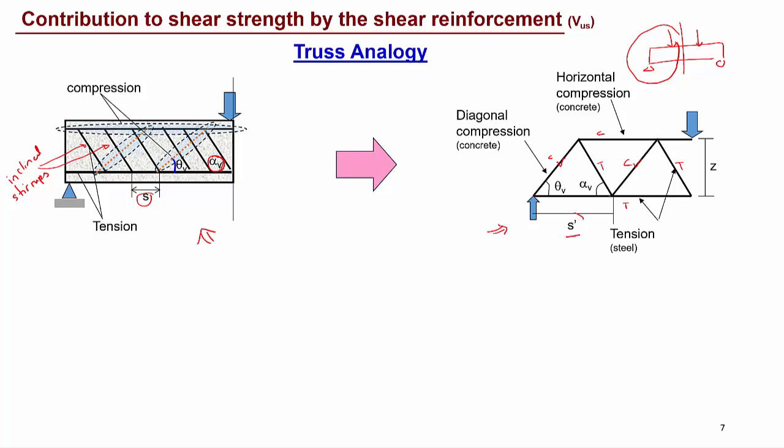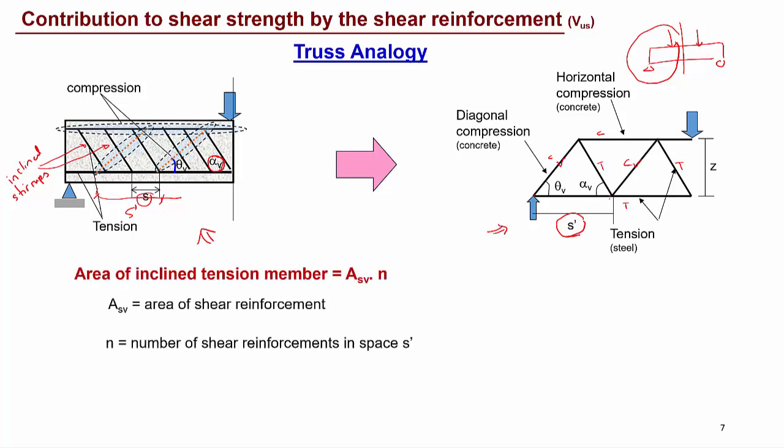If we take S dash as the distance between the compressive struts, so S dash is the distance between the compressive struts here, and again theta V is the angle of the compression strut, and alpha V is the angle of the web reinforcements, or the inclined stirrups.